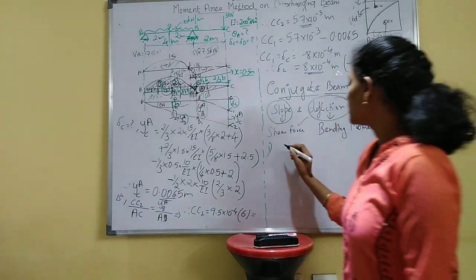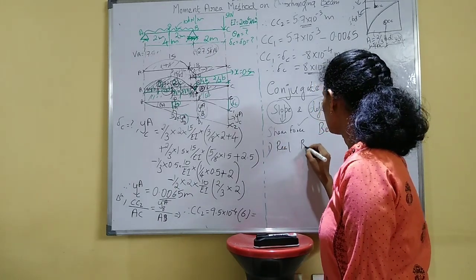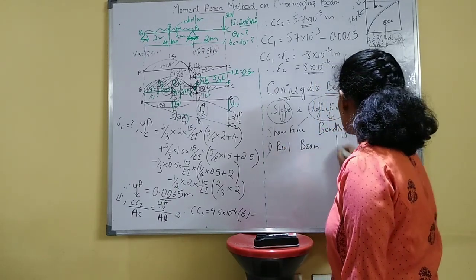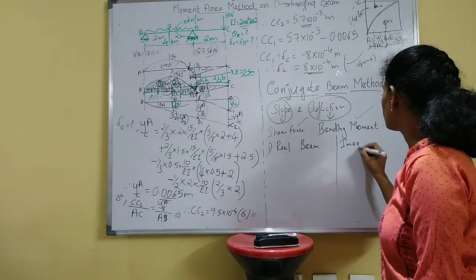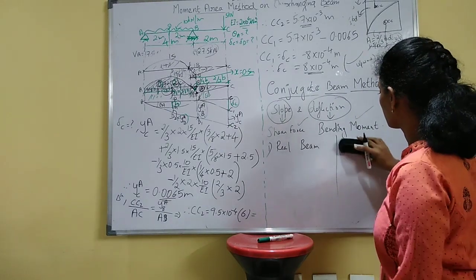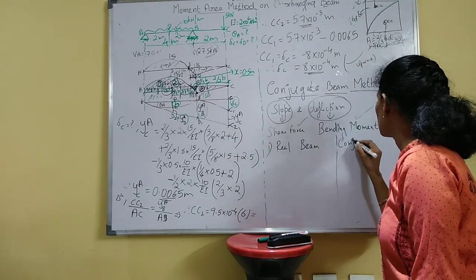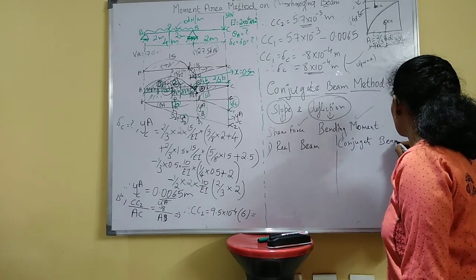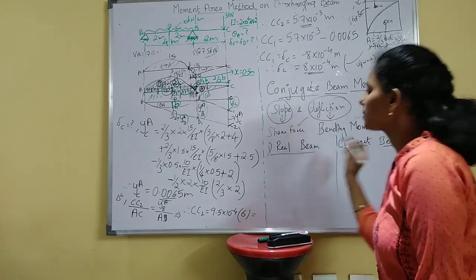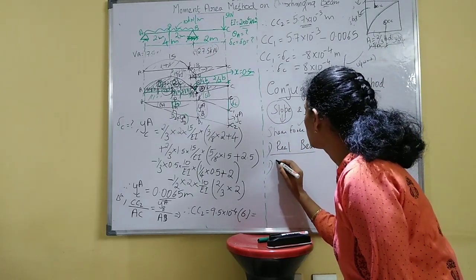So here, in the real beam and the imaginary beam or conjugate beam, there is a difference in support. Taking support, you have some difference.